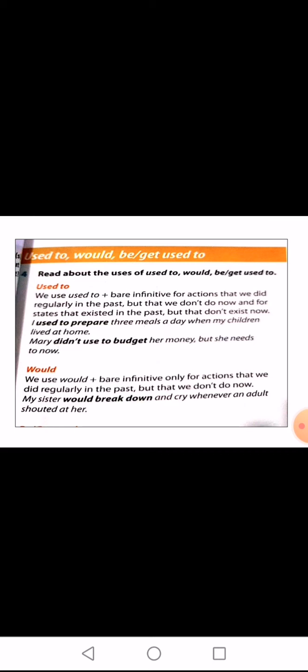Used to is always followed by an infinitive verb, meaning we always follow it with verb 1, the base form. So after used to it should be verb 1 base form. We use used to plus an infinitive verb for actions that we did regularly in the past but don't do now, and for states that existed in the past.